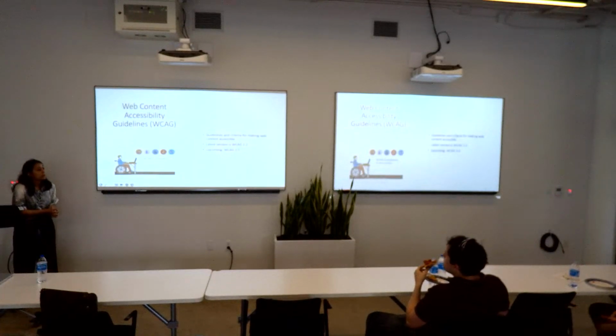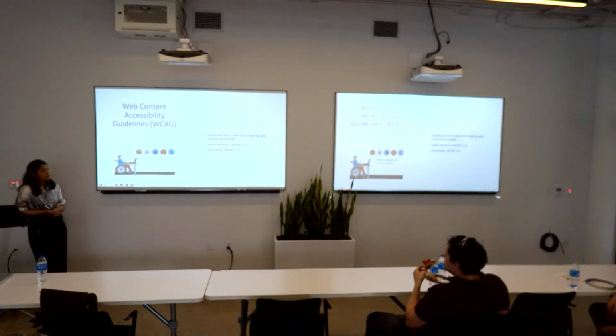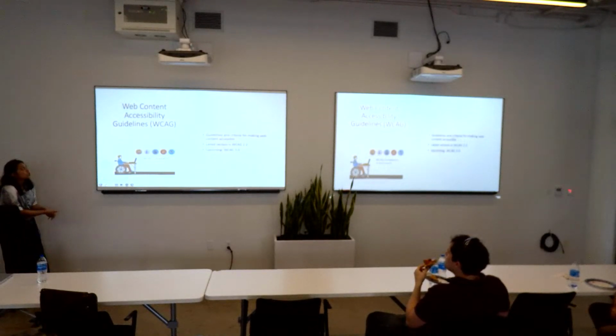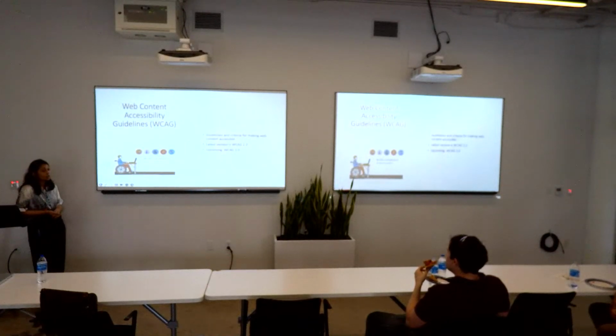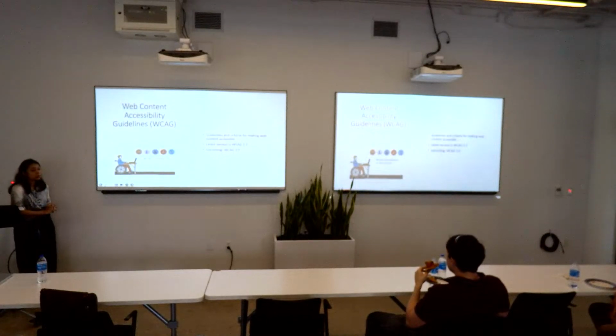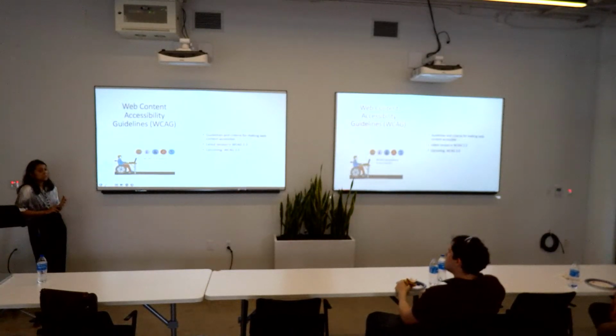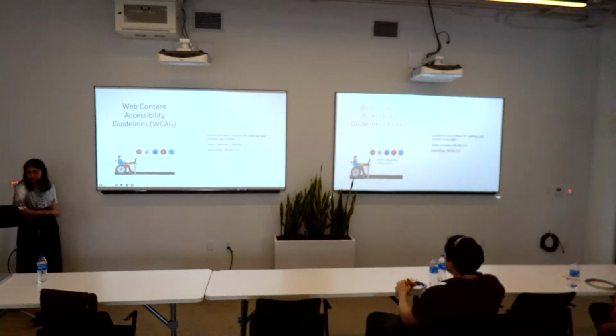We want to make our web content accessible. For that, we have to follow the WCAG guidelines. What is WCAG? WCAG stands for Web Content Accessibility Guidelines, which is set and formalized by the W3C to make sure web content is accessible to everyone. It has different versions: WCAG 2.1, 2.2, and 3.0. 2.2 is the latest one, and 3.0 is the upcoming version.